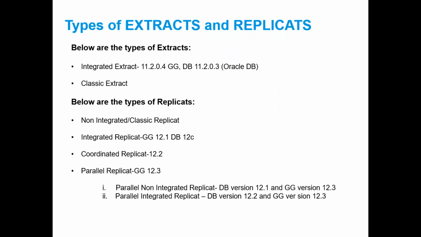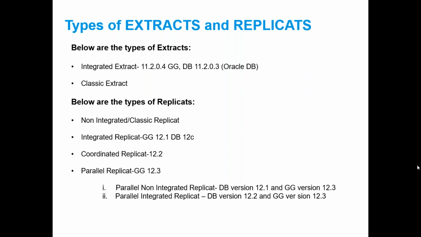Now in GoldenGate, you have different types of extracts and replicats. The question of what is extract and what is replicat will be answered in the next few minutes. But just for those who have that question, that with the introduction of microservices, integrated is not being used: there are different types of extracts and replicats available in GoldenGate, and integrated is a type of extract or replicat. Many people have the understanding that with the introduction of microservices, integrated is no longer being used. That is not correct.